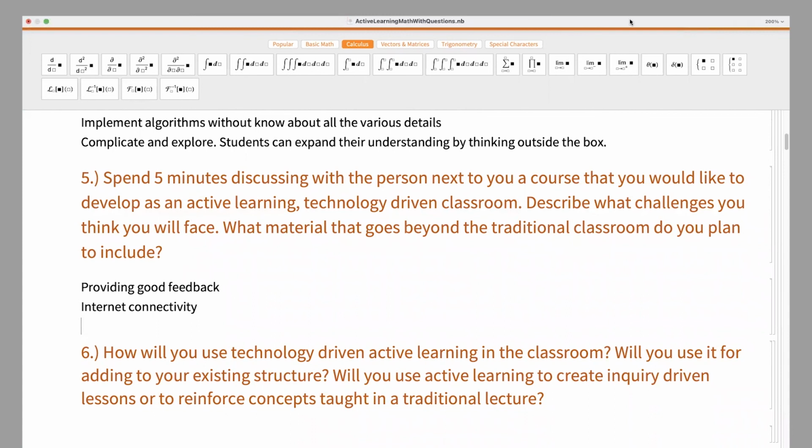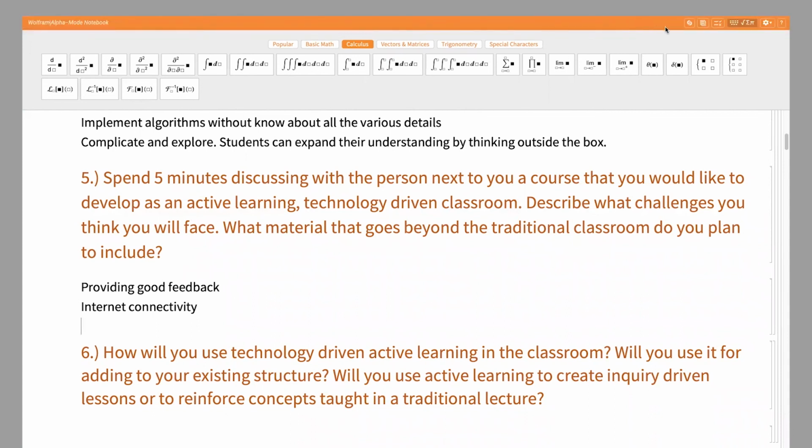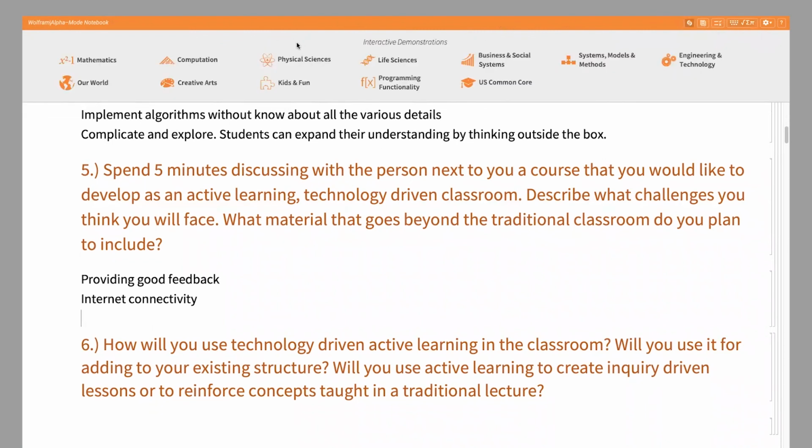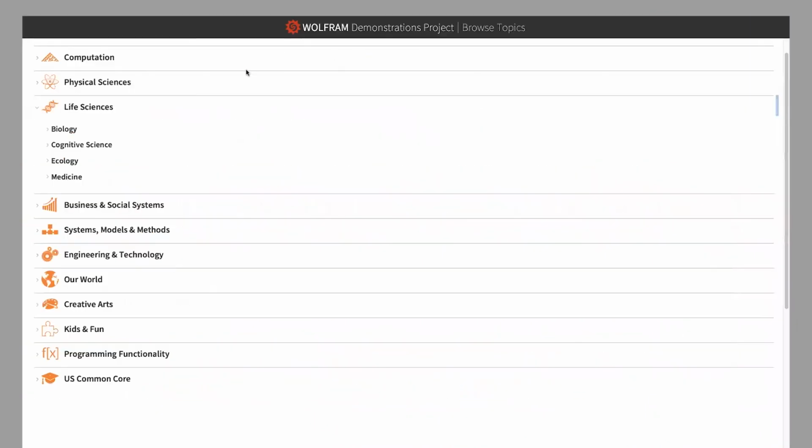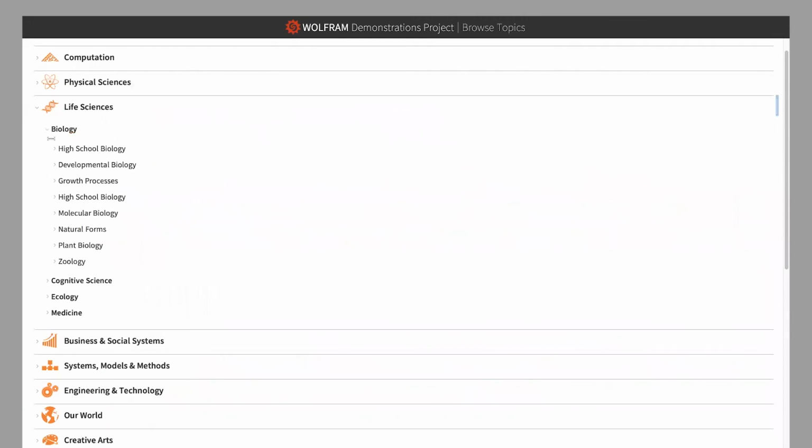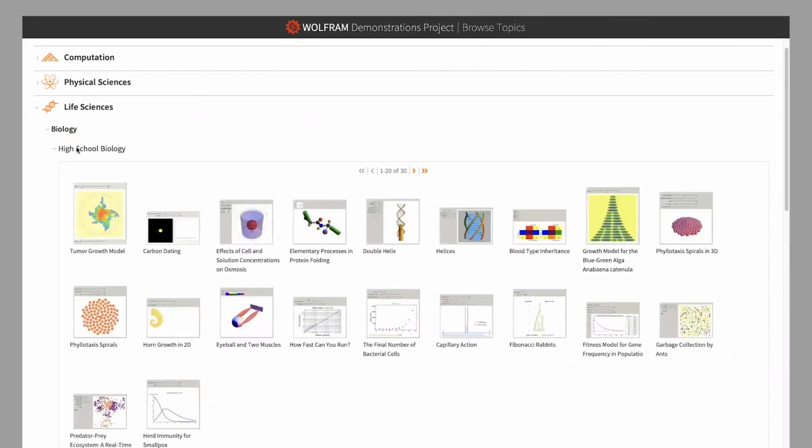And let me point this out here. I didn't get a chance to show this, but there are all these demonstrations here. There are ones on the life sciences, and ones in particular on biology, high school biology, for instance. And you can start using these in your classroom as well. So the activities are already here.